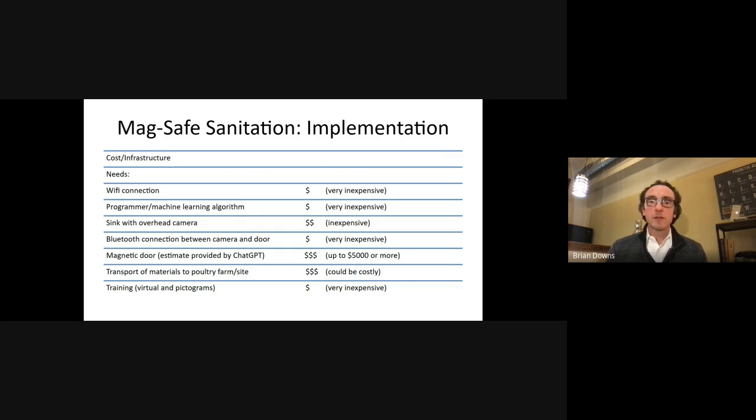Transport of materials to the poultry farm or site could be costly, but most of these things I think would be able to fit in the back of a truck. Training, either virtually or with pictograms, would be very inexpensive. Next slide.